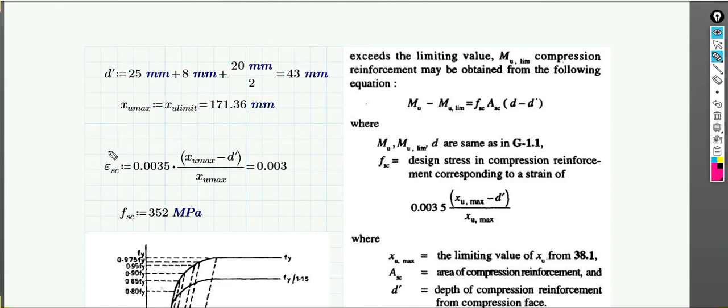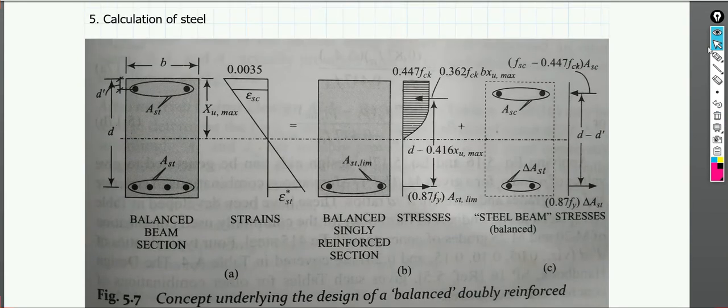Now you have to find out the strain. What is the strain in concrete? I have already discussed it in the figure here. I have told you that the strain in concrete as well as the strain in steel, that is epsilon SC, should be the same. So that is why this is important for us, and we have to find out this value.